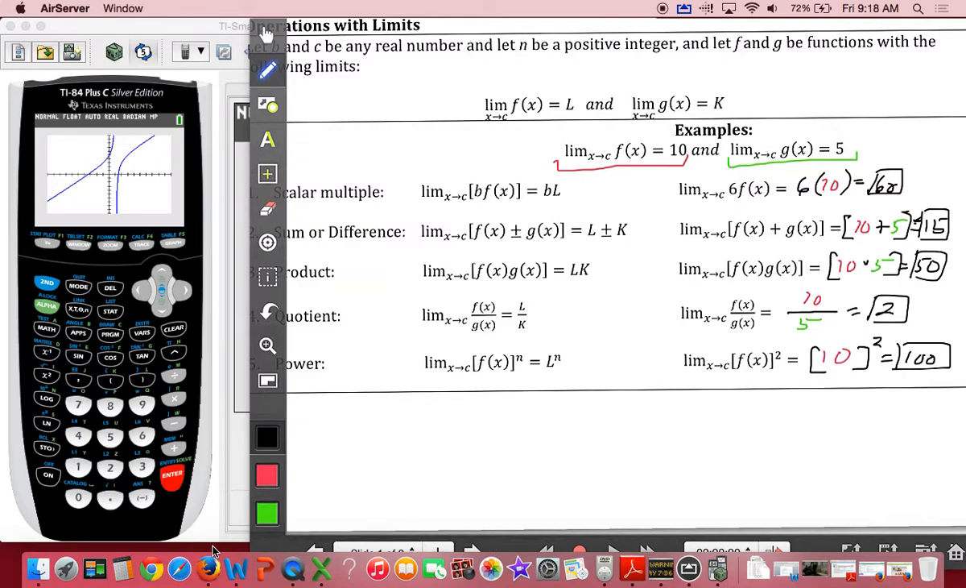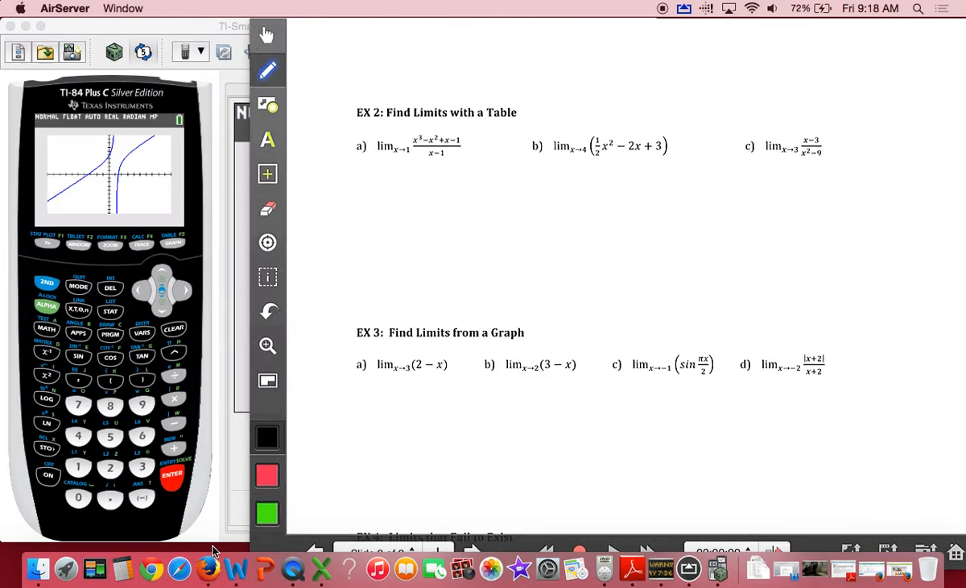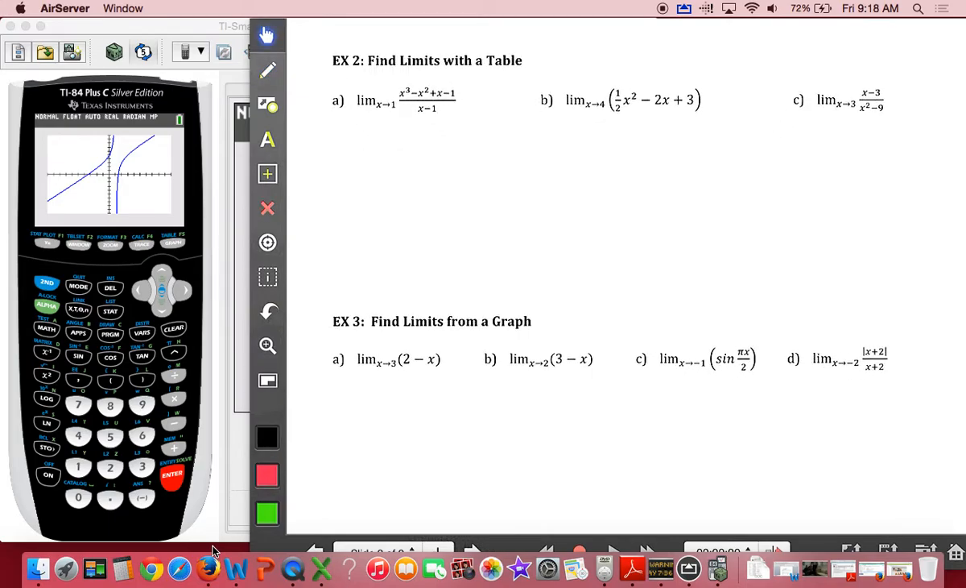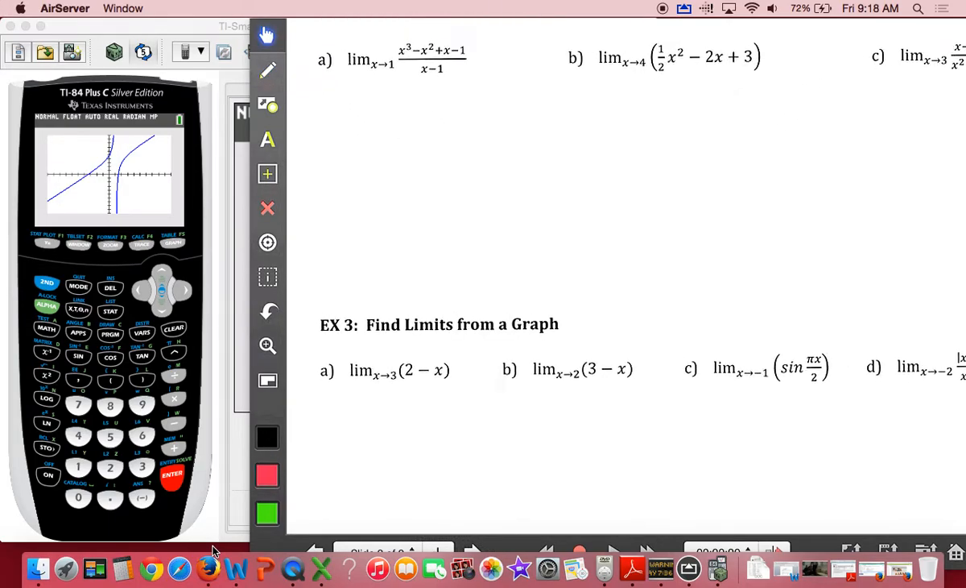All right, so let's actually get into the meat of things and look at the back of this page. All right, so example 2, we're going to find limits with tables. So I'm going to expand this pretty big.